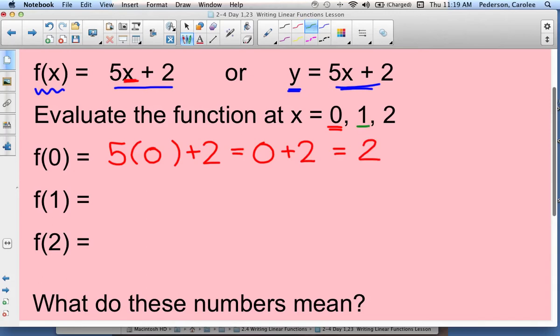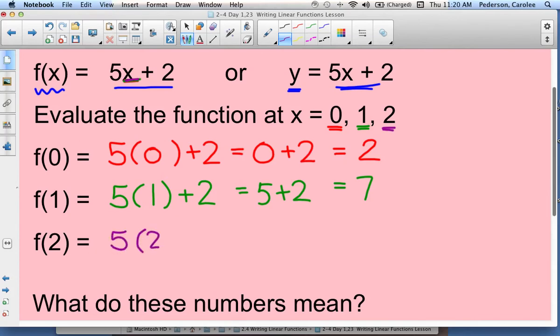Now, choose another x value, let's say 1, and we're going to substitute it in for x. So f of 1 is 5, replace the x with 1, and then simplify this. So 5 times 1 is 5, plus 2 is 7. Now our last one, substitute 2 in for x. So f of 2 is 5, replace the x with 2, and now simplify. 5 times 2 is 10, plus 2 is 12.